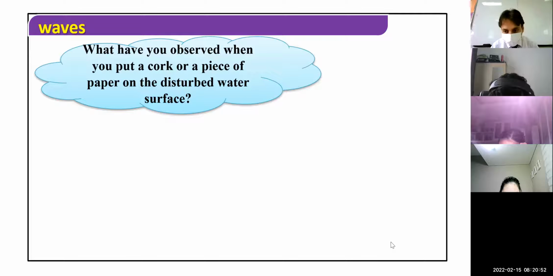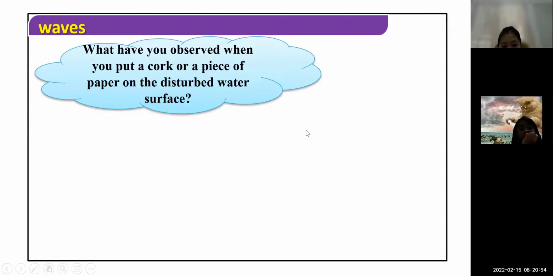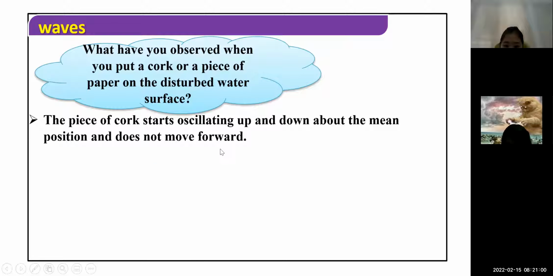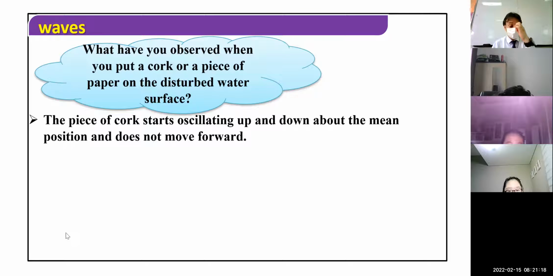If you don't know, let me explain it to you, children. And so the piece of cork starts oscillating up and down about the mean position and doesn't move forward. This happens, children. If you're thinking, no, no, no, sir, it's not possible, this happens, my dear children. And you can also check, verify, and do a small experiment at your home also.